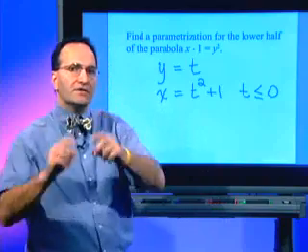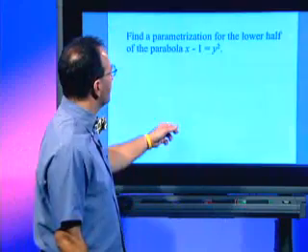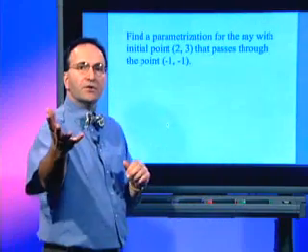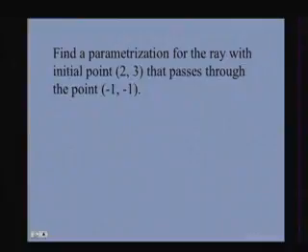Well, now it's time for you to try a problem. So let me show you the problem that I would like you to do, which is: find a parametrization for the ray with the initial point (2, 3) that passes through the point (-1, -1). So pause the video while you work on this problem, and when you're finished, restart the video to check your solution.